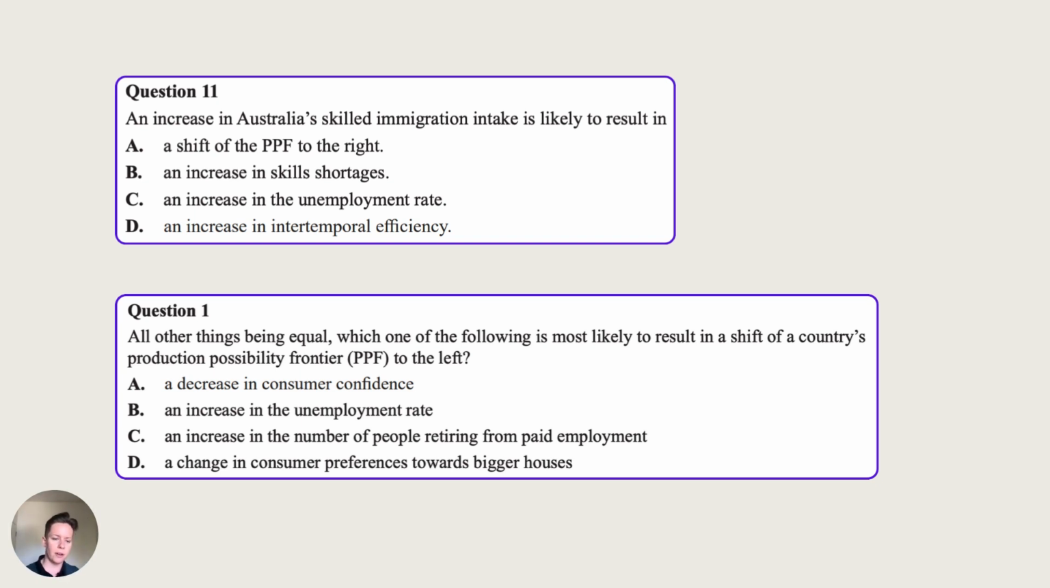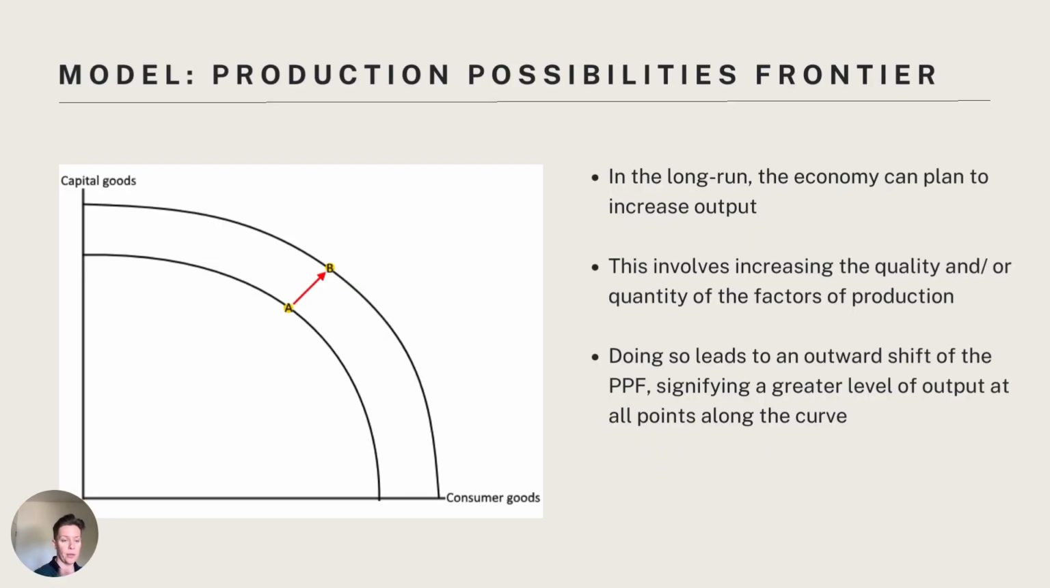Okay, and then the second question, all other things being equal, which one of the following is most likely to result in a shift in the country's PPF to the left? Okay, we haven't looked at this scenario. We've only really looked at scenarios where the PPF shifts to the right, ergo output is increasing over time. It can go the other way. If you have issues with the quality and or the quantity of your factors of production into the long run, there's an argument to say that, yeah, you're going to reduce your productive capacity.